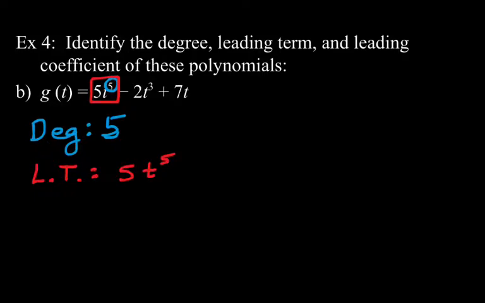And then finally, our leading coefficient. So there's my abbreviation for leading coefficient. And that's just the number part of that leading term. And so that's going to be a 5. Lots of 5s in this one. But the first 5 is from the exponent. The second 5 is part of the terms, and then the leading coefficient is also a 5.